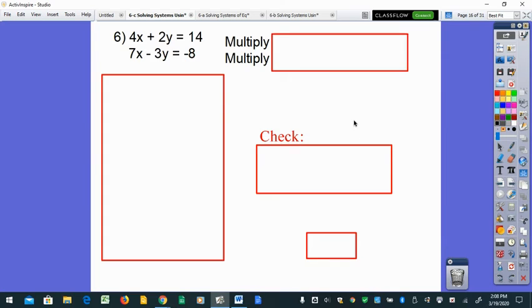Okay, last one for today. Stop the video, pause it, and see if you can do this one.